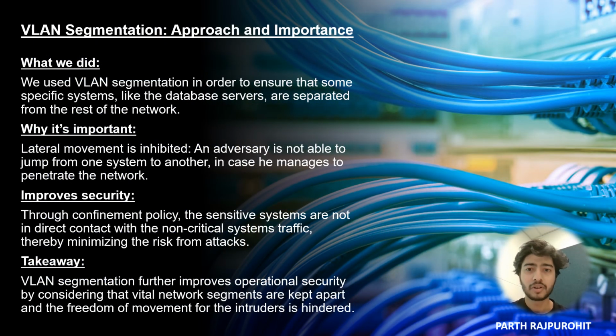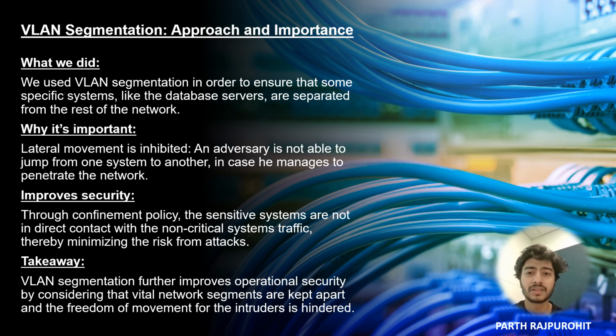Hello, today I will be talking about the security improvements we made using VLAN segmentation and firewall rule optimization. Let's start with VLAN segmentation. We implemented VLAN segmentation to isolate critical systems like our database servers from the rest of the network. This was crucial for preventing lateral movement.